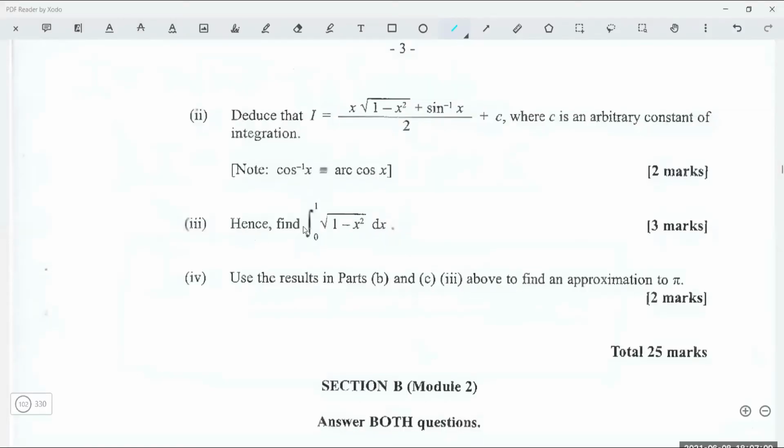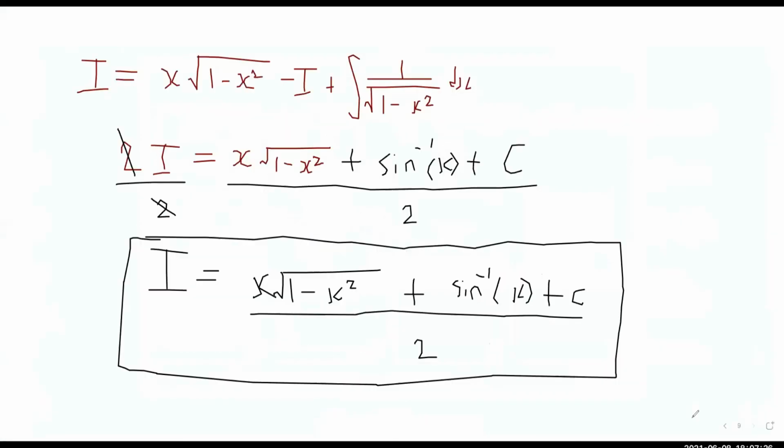Now this part says, hence, find the integral from 0 to 1 of the square root of 1 minus x squared. Hence means you're just going to substitute in from 0 to 1 in this right here. That's all hence means. So what we're going to tell them now is that the integral from 0 to 1 of the square root of 1 minus x squared.